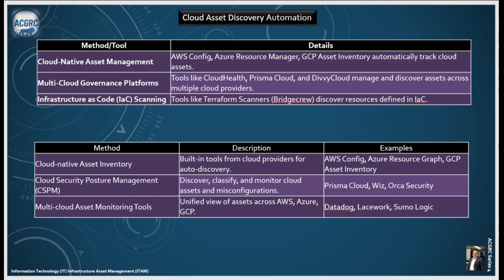In cloud security posture management, it is discovering, classifying, and monitoring cloud assets and their misconfigurations. Examples available are Prisma Cloud, Wiz, Orca Security. These are examples. In multi-cloud asset monitoring, it's about having a unified view of assets across AWS, Azure, GCP.